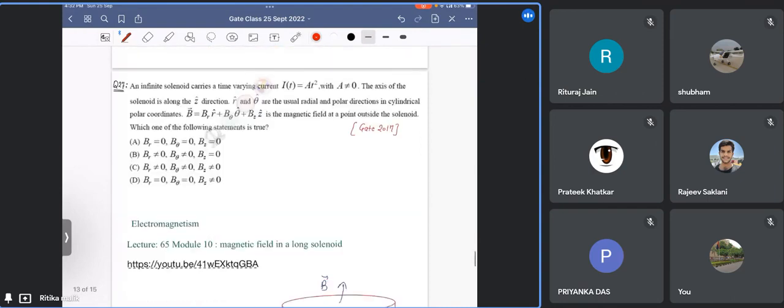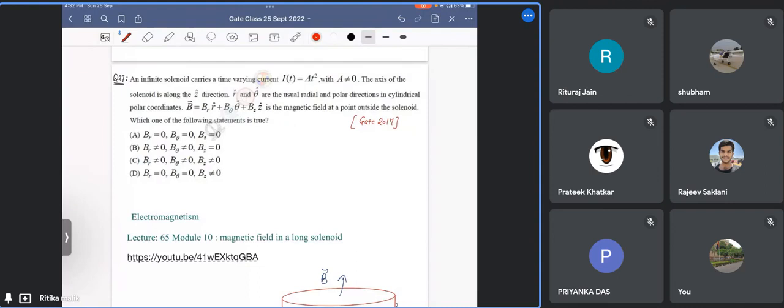Now move to the next question. In this question, it is given that it came in KVPY 2017: an infinite solenoid carries a time varying current I(t), which equals alpha t squared. So it means our current again depends on time. The axis of the solenoid is along the z direction. r cap and theta cap are the usual radial and polar directions in the cylindrical polar coordinate system.